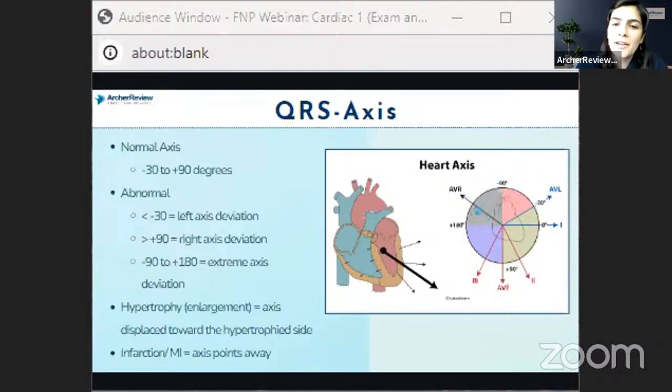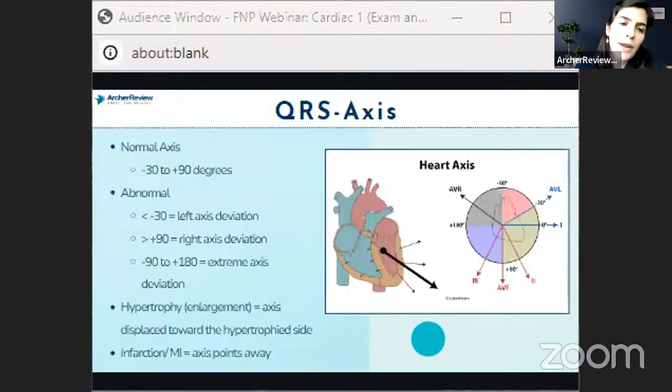In that scenario, I want you to first check the leads and make sure that they're not flipped around. To be honest, I've never seen that extreme of an axis deviation. I think that patient's going to be in a lot of trouble if that's what you're seeing and it's not a lead issue. But don't panic. Don't let the machine overread it for you. Just check those limb leads.